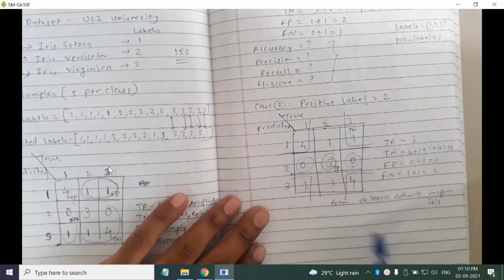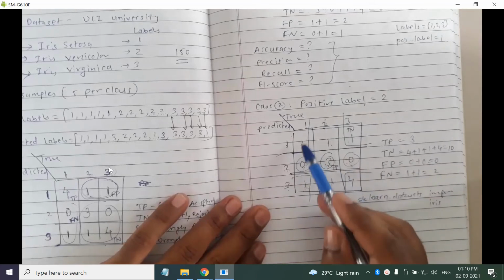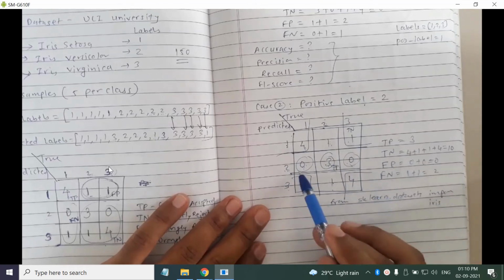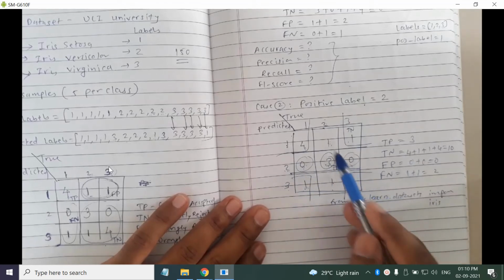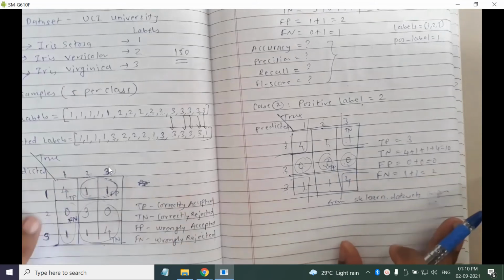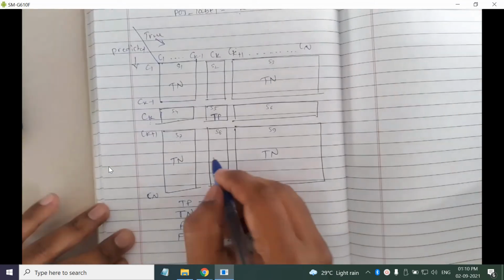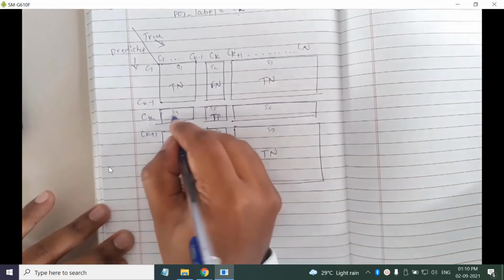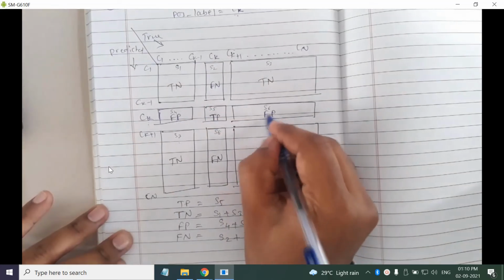TP is in the middle, the corners are the TN, along the row we have FP, along the column we have FN. This is FN, FN, FP, FP.